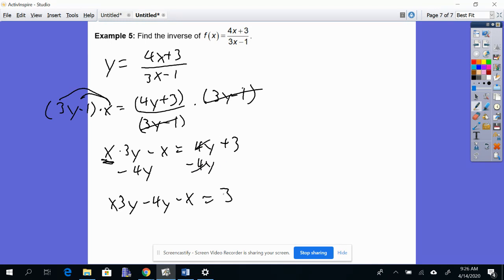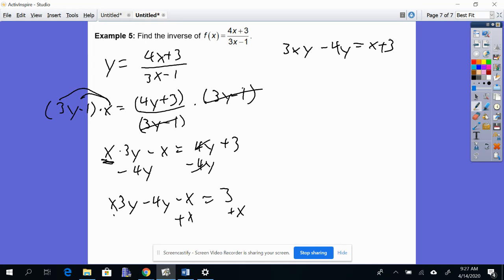Okay, now again, these first two terms have y's. That last term, the x, does not. So let's get rid of that x. Plus x, plus x. So I end up with x times 3y. Okay, actually let's rewrite that as 3xy. That's fine. Minus 4y, equals x plus 3.